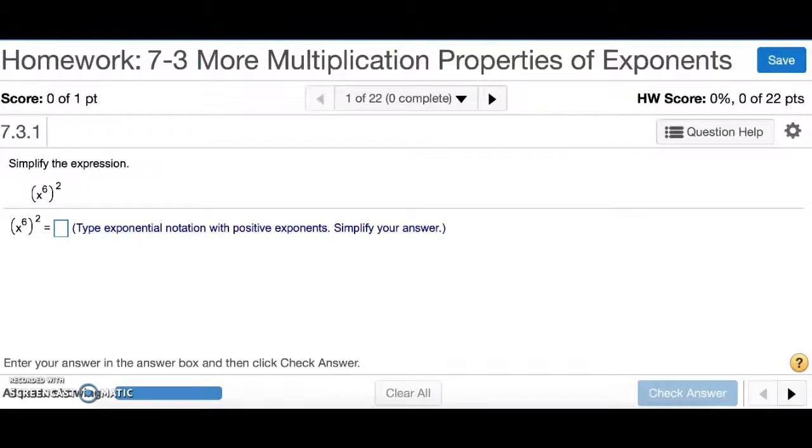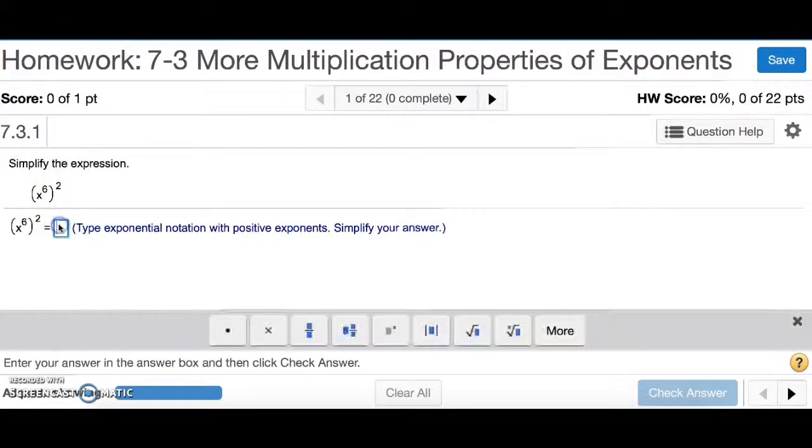7.3. More multiplication properties of exponents. Number 1 is asking you to simplify the expression. When we have a variable or number being raised to a power, and that is being raised to a power, then you have to multiply the exponents. So you just multiply 6 times 2. So our answer is going to be x to the 12.